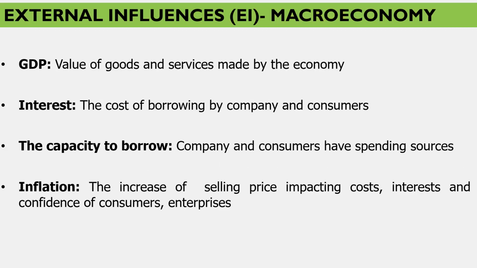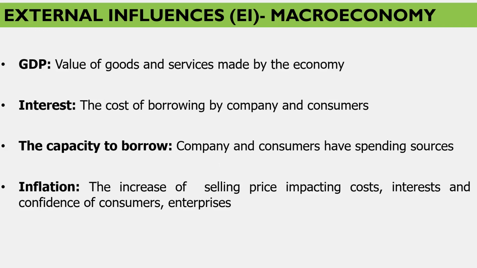The discussion now is external influences. They are macroeconomy, technology, population, government, society. About macroeconomy, GDP is the value of goods and services made by the economy. Interest is the cost of borrowing by companies and consumers. The capacity to borrow: companies and consumers have spending sources.